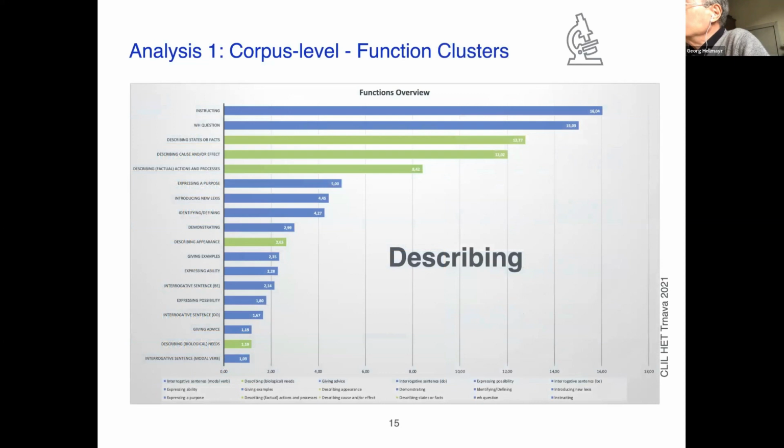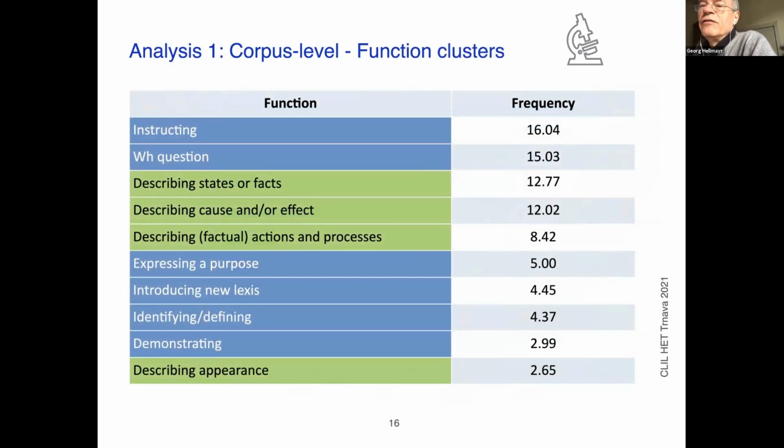Now, on the next slide, you can see that the green bars show you functions of describing. They all describe things in different ways. These are the function clusters. For example, describing facts and states, describing cause and effects, and describing appearance. If you look at describing appearance, that's not very common, whereas describing states and facts is quite common. We will talk about this a little later when we have a look at the learning aims and at the cognitive levels.